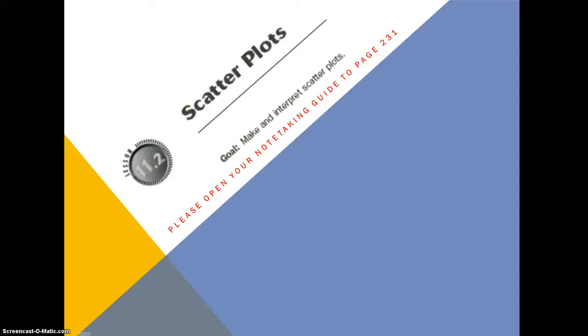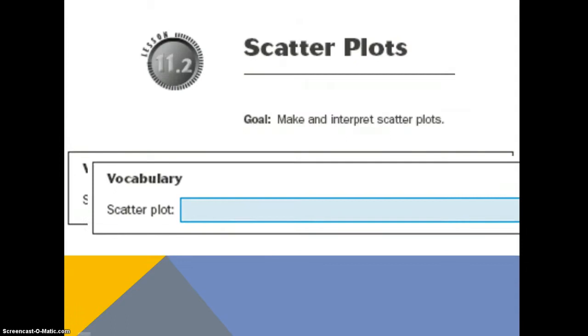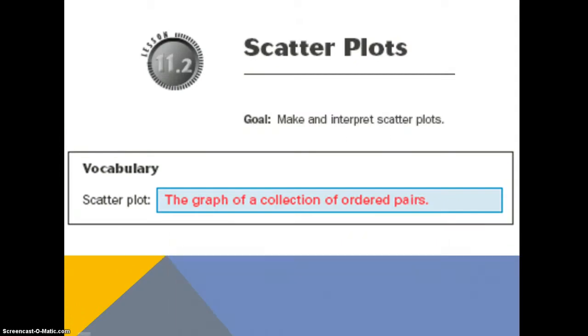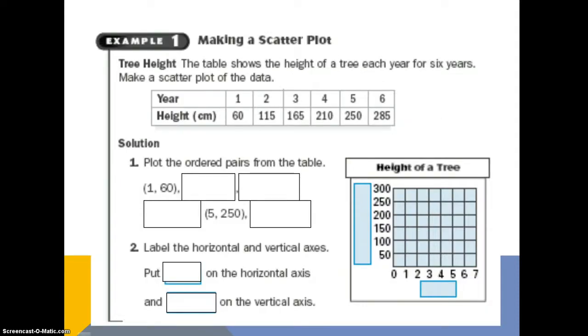Lesson 11.2, Scatter Plots. A scatter plot is the graph of a collection of ordered pairs. In example 1, we're going to make a scatter plot using the table shown.